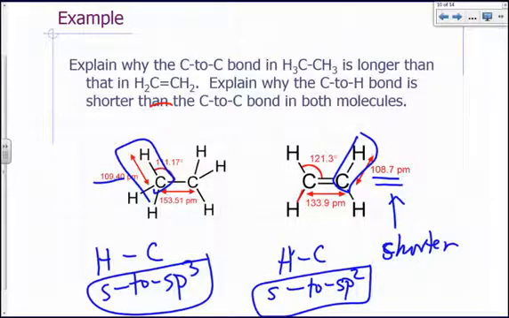And again, because the carbon here on the right is using a hybrid orbital with lower p character, sp2, we expect that bond to be shorter.